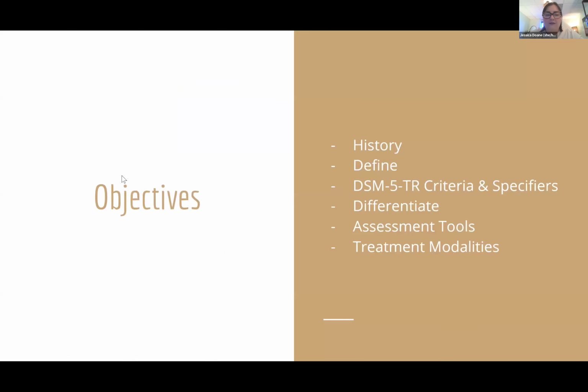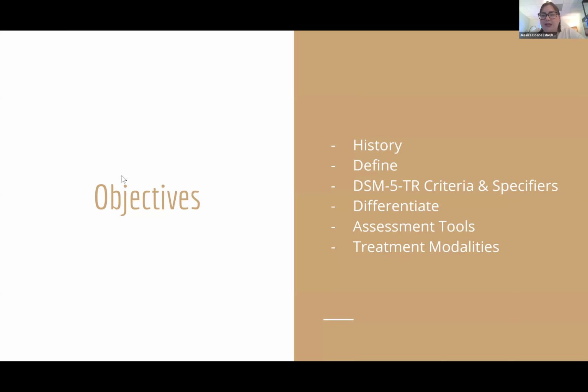So we've got our objectives here. Our main goals are going to be to look over the history of adjustment disorder through the DSM. So I'm going to go through many different versions of the DSM, starting with DSM-1, and then we're going to work our way up until the DSM-5-TR, which is our current version of the DSM. It's really fascinating to see how this diagnosis has evolved and changed over time.